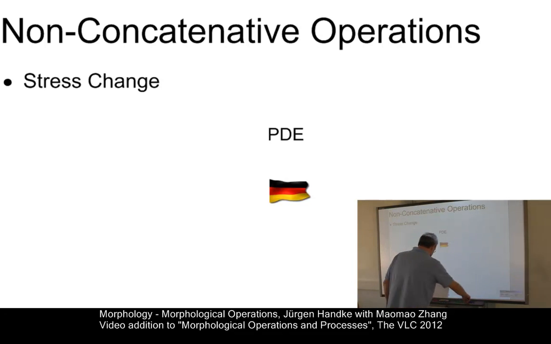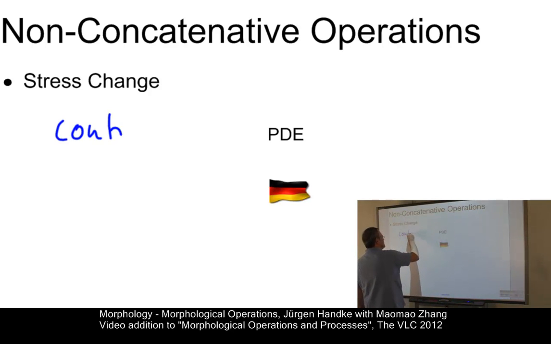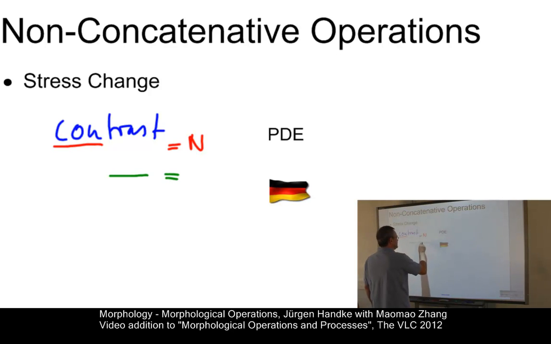Now, we know that in present-day English, for example, we can distinguish words by shifting the stress. For example, if we stress the first syllable in this word, then it is a noun, contrast. If we stress the second syllable in this word, contrast, it becomes a verb.